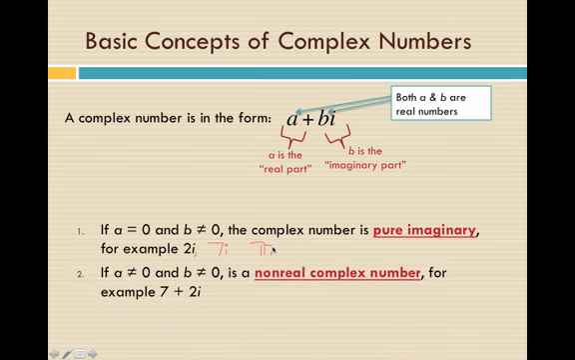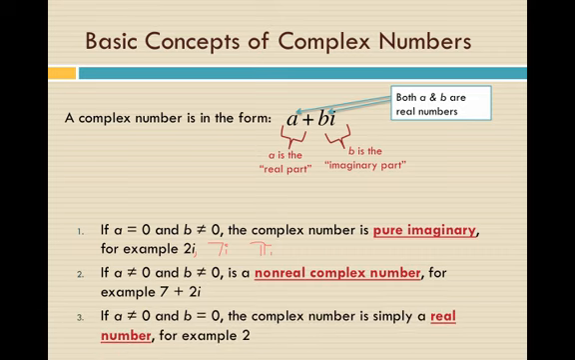We could also have a situation where neither a nor b is 0. They're actual numbers to us, in which case we have 7 plus 2i, 14 plus 3i, where we have a real part and an imaginary part. And we call these non-real complex numbers.